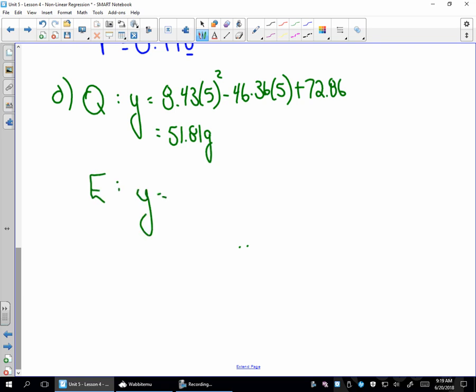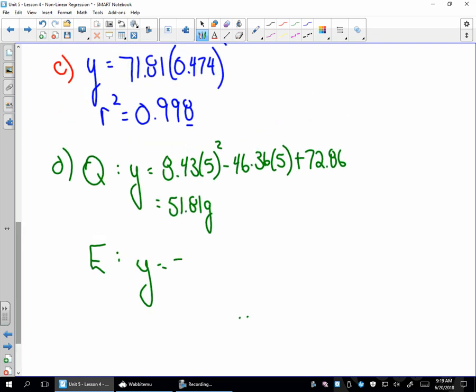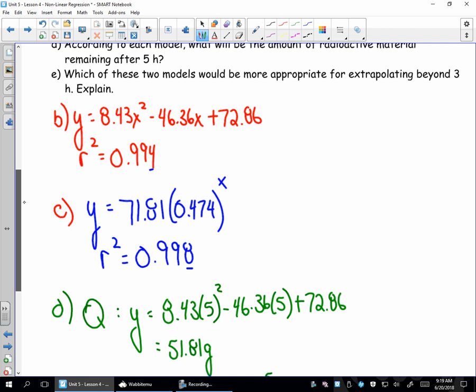If I try the same thing with exponential, y equals 71.81 times 0.474 to the power of 5, and this time I got 1.71 grams. And those are really different answers, right? Which one makes more sense? Which one would be more appropriate?